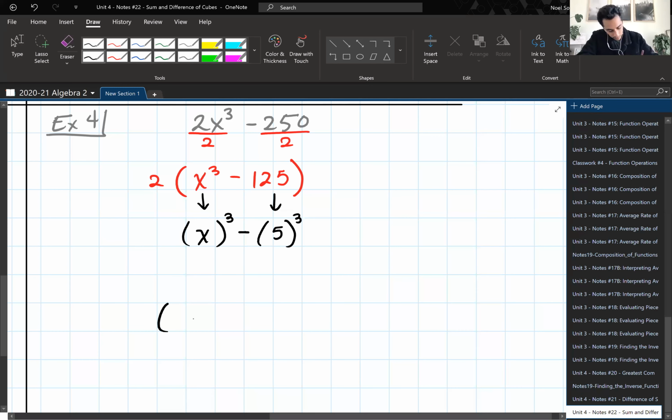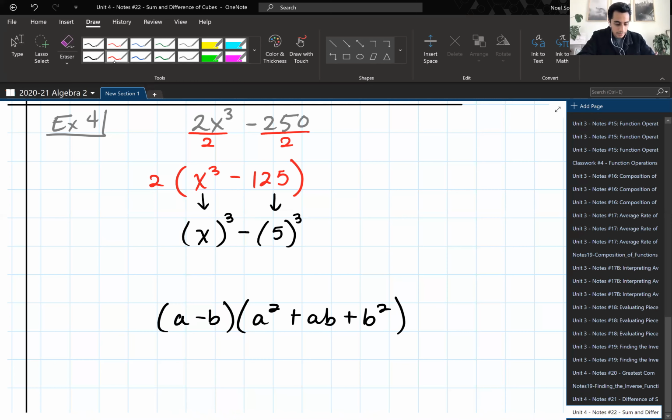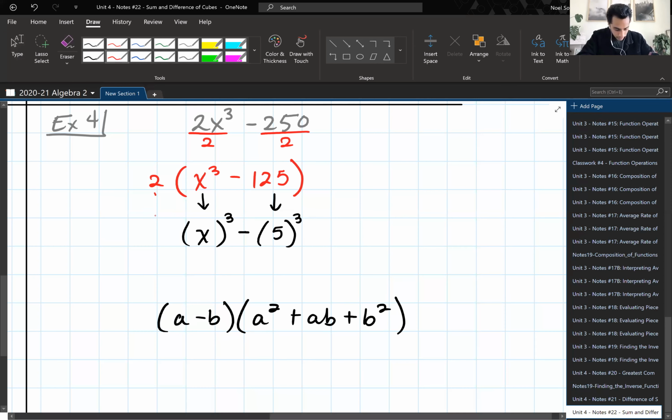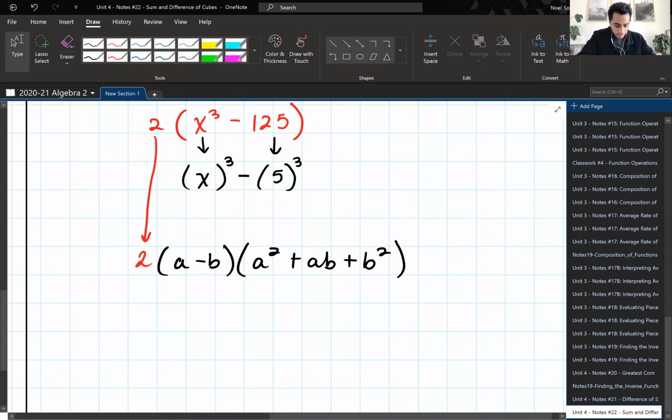All right, now this is something that we can factor, right? Difference of cubes. So it's going to be a minus b, a squared plus ab plus b squared. Okay, what's the one number I want to make sure I bring down and not forget because it's part of the original expression? The 2, that's right. So if you need to bring it down right now so you don't forget it, bring it down. All right, now we're going to make our substitutions. X stands for A, 5 stands in for B. So let's go ahead and do all the substituting.